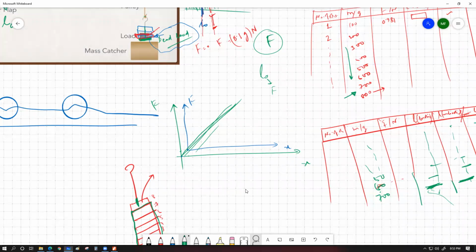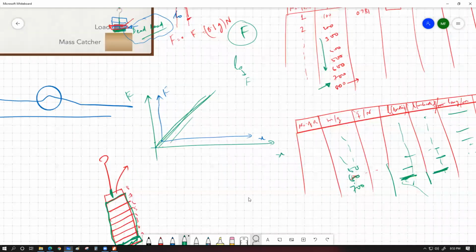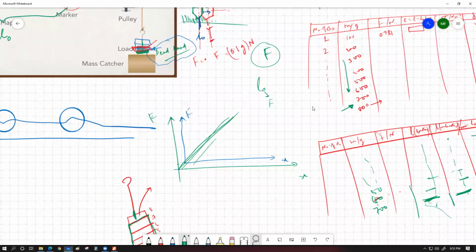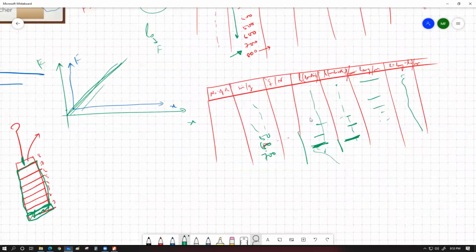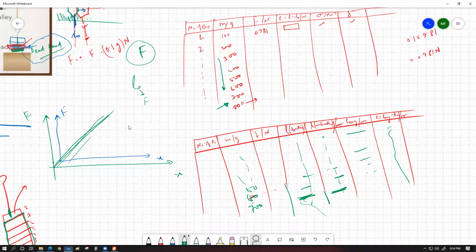So that's how we should have the total set of readings, one for the loading and one for the unloading. I mean, taking two sets of readings, while loading and unloading, is actually a bit of a precaution. This is important so that we make sure that our applied load did not go over the elastic limit. So this is pretty much it.